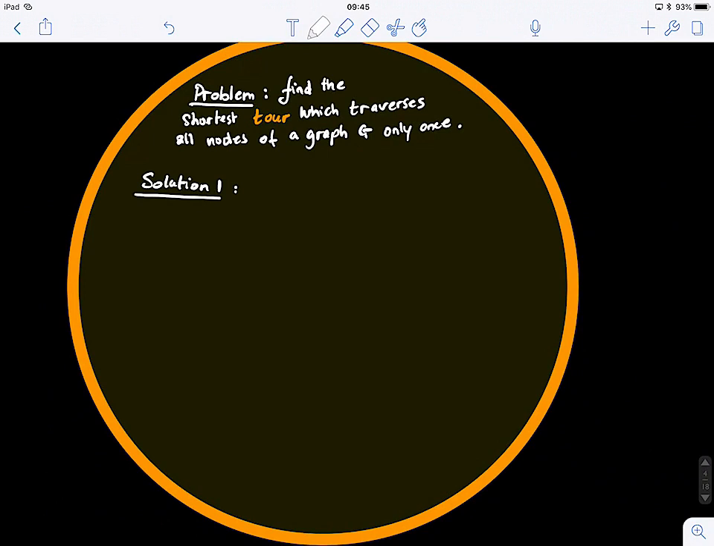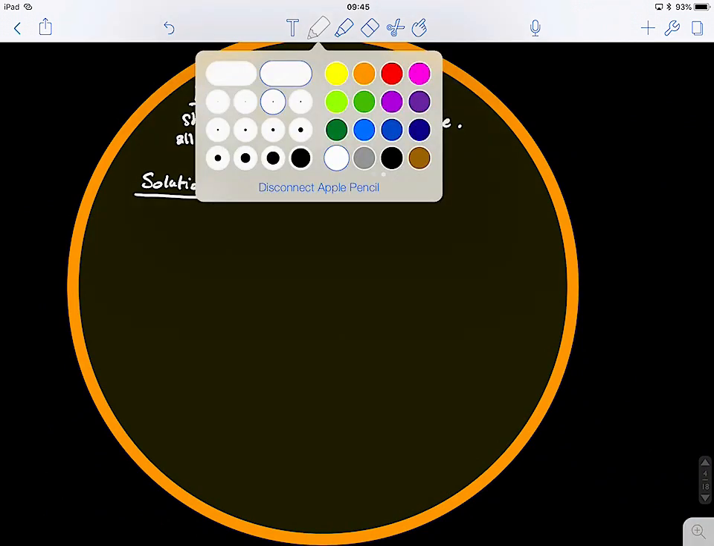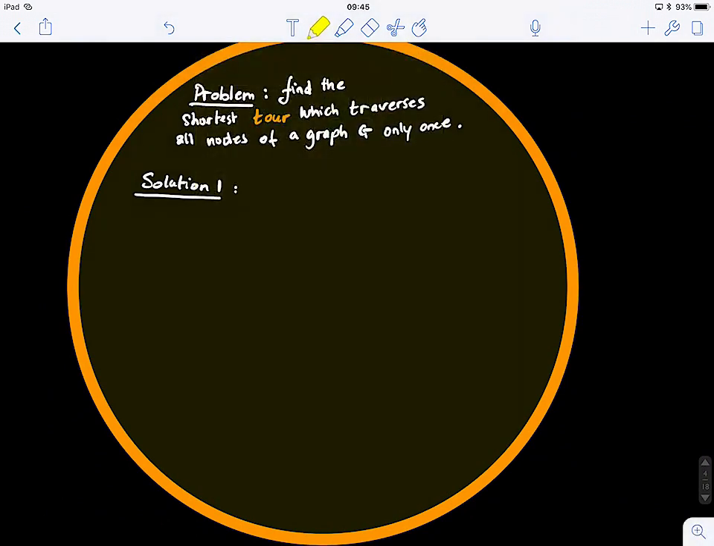So I would like you to think about a possible solution. I'm going to give you 2 minutes. I would like you to draw a graph. For example, let's say we have a graph like this, and you want to start from here, V1, and find the shortest path. How are you going to do this? Any ideas? There are many ideas.